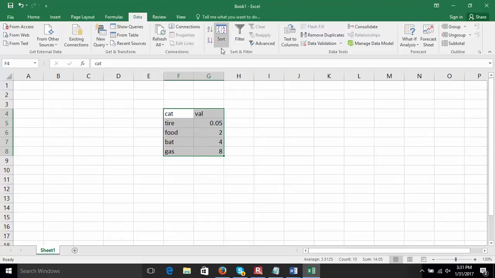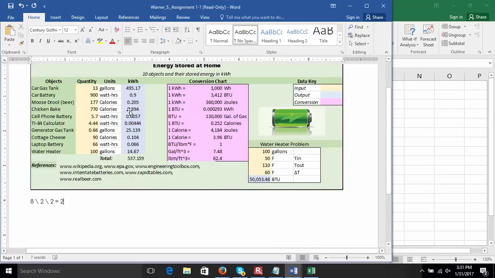So Data, Sort, and it'll sort it based on just alphanumeric sorting. If you're going to take this to the next level, grab all of these, sort them, then you can say, oh gosh, look how much energy is in the gas tank. There's also a fair amount in the generator. Next on the list is the water heater. And which one's got the most zeros in front of it? Yeah, the cell phone battery has the least amount of energy. Or no, actually, the TI-84 calculator does, even less.